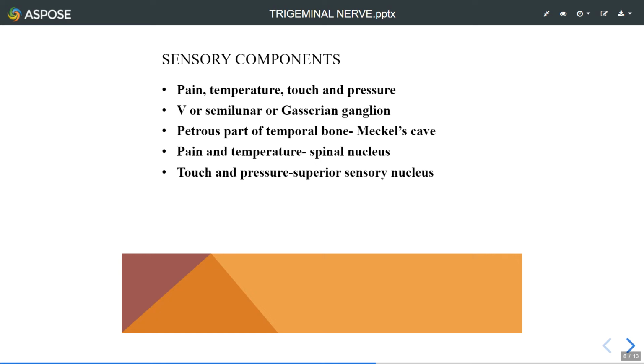Next of all, we see about the fifth ganglion, that is the semilunar ganglion or the Gasserian ganglion, whose cell bodies are lying in this ganglion. This ganglion is equivalent to the spinal ganglion of other nerves. It is located at the petrous part of temporal bone and that place is called Meckel's cave. We already saw that the pain and temperature impulses are carried to the spinal nucleus and the touch and pressure sensations are carried by the superior sensory nucleus.